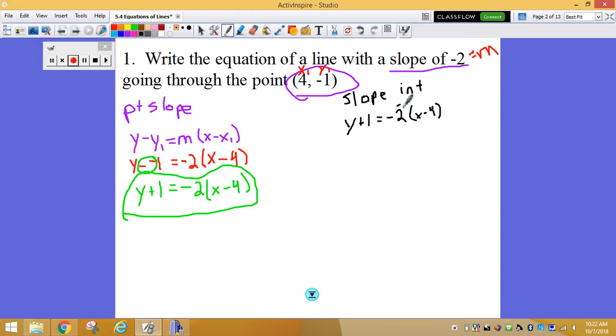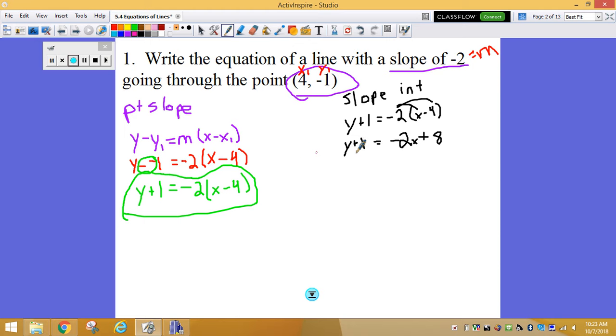First step is going to be to distribute. -2 times x is -2x. -2 times -4. Remember, negative times a negative is a positive. And 2 times 4 is 8. I'm going to bring down y plus 1 on the left side.